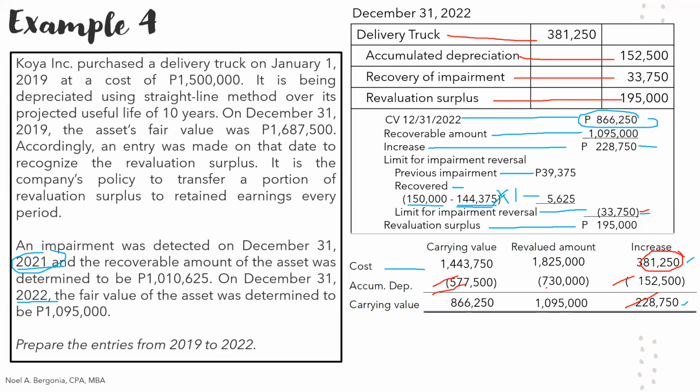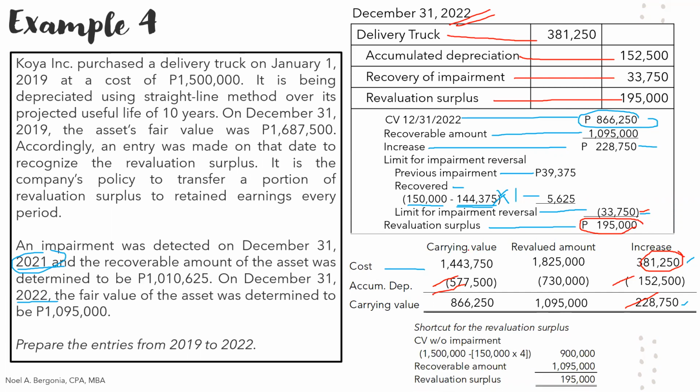Okay? So any questions or clarifications, please let me know lang po on our respective chat boxes. Okay? So finally, alam kong inaantay ninyo, no? Ipo-prove natin yung ginamit natin kaninang shortcut na dapat 195,000 yung revaluation surplus at the end of 2022. Ano ulit yung pagbabasihan? The carrying value without impairment. So the original cost was 1,500,000. And then, ang depreciation ng original natin was 150,000.